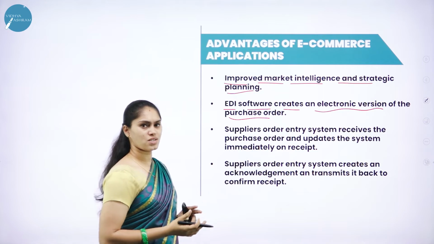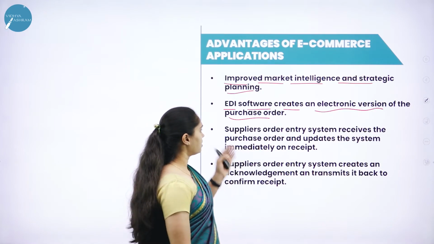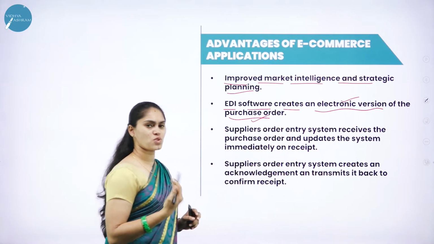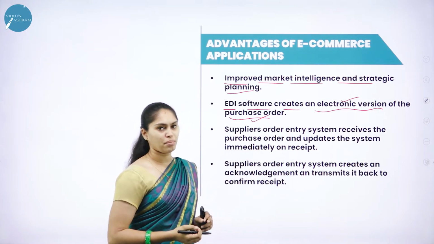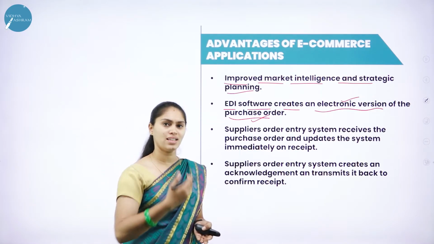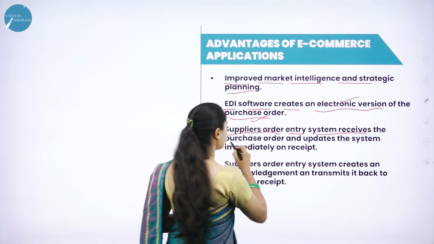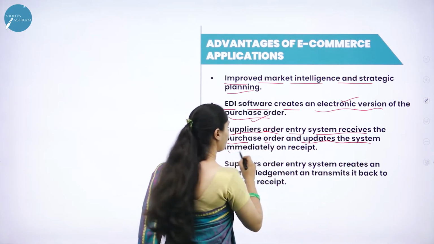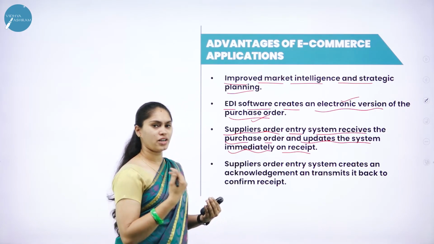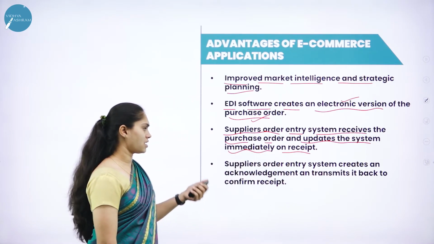And also EDI software creates an electronic version of the purchase order. So if you are doing this trading of services or goods over the internet, then this software is going to create an electronic version of the purchase order. So no need to write anything, no need to do any of the paperwork, everything is going to be available over the internet. If you give some credential, you can get all the details that you have purchased. And also the supplier order entry system receives the purchase order and updates the system immediately on receipt. So no need to wait for a day or half a day in order to get the receipt. If you are doing it right now, it is going to generate the report or receipt immediately.